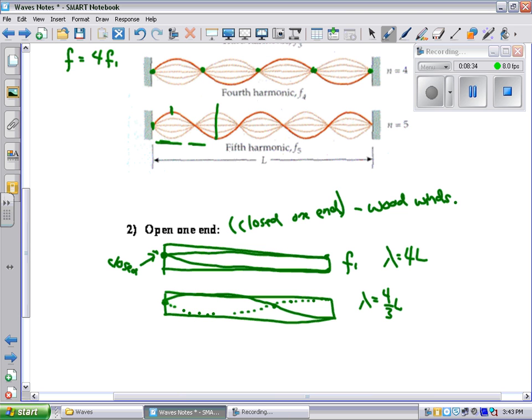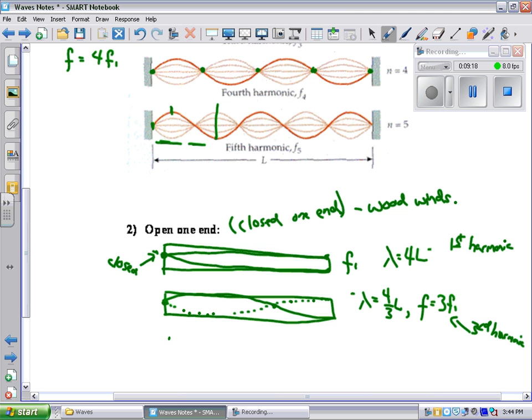Now, if I go from the first to the second harmonic here, I've divided by 3, so this gives me F equals 3 times the first harmonic. So actually, you don't get a second harmonic with an open end. You have the first harmonic, and then you have the third harmonic. So in closed both ends, you have a first harmonic, second harmonic, third harmonic, where you are doubling, tripling, and quadrupling the frequency. With a closed one end, like woodwinds, you get a first harmonic, you don't get a second, and then you get a third.